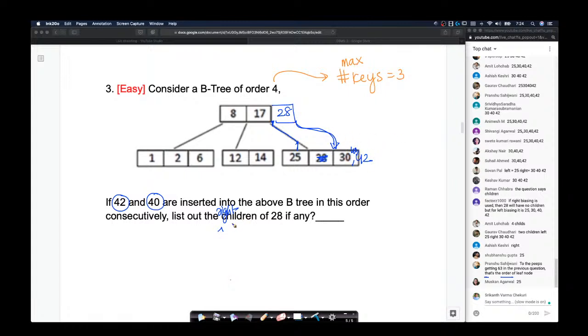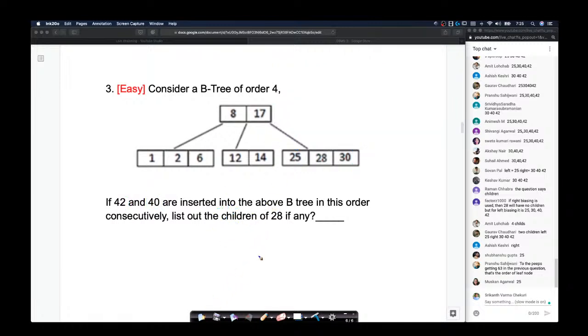So when we said the children of 28, we meant the children corresponding to the pointer after 28. So if that's the question, the answer is this. These are the right children. The left child will be 25. So yes, I agree with you that we could have formulated this question better, but I got where you're coming from. So 25 will be the left child of this node 28, and 30, 40, 42 will be the right child. I completely agree that we could have written the question more carefully to avoid confusion. But thanks for that point.